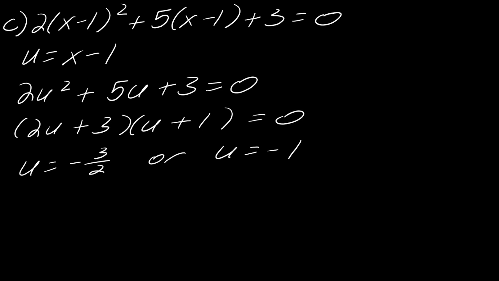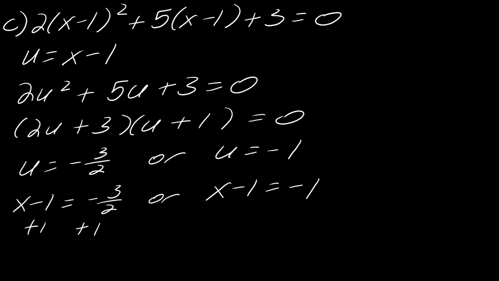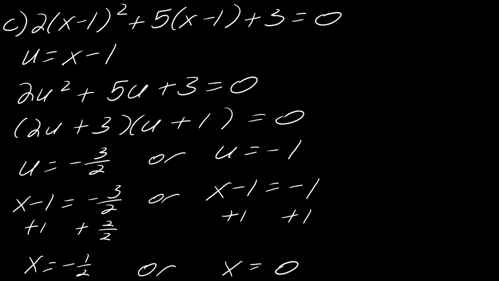Now I have to replace that with my x minus 1. In this case, I will have to mess with these fractions a little bit, but that's okay, we can totally do that. So if I add 1 to each side, adding 1 is really the same as adding 2 over 2 to this. So I get x equals negative 1/2, or if I add 1 to each side over here, x equals 0. And so those are my 2 solutions.